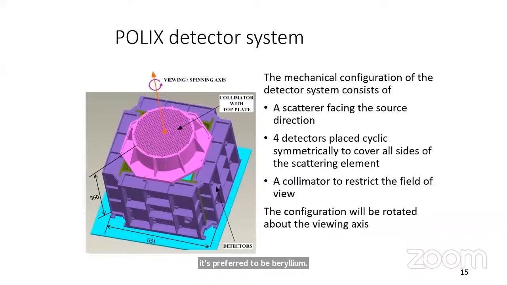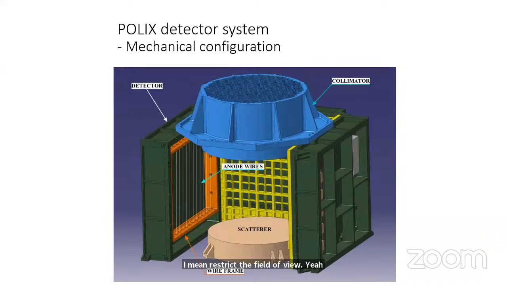This is the detector system. We have the collimator, and there are 4 detectors connected in this fashion, which I was showing you earlier. In the mechanical configuration of the detector system, we have the scatterer, 4 detectors, and a cyclic symmetry to cover all sides of the scattering element. The collimator, as I said, is to restrict the field of view. One of the detectors is removed just to have a clear picture of how it looks. You can see some anode wires. The scatterer is sitting below. I'll explain these things next.